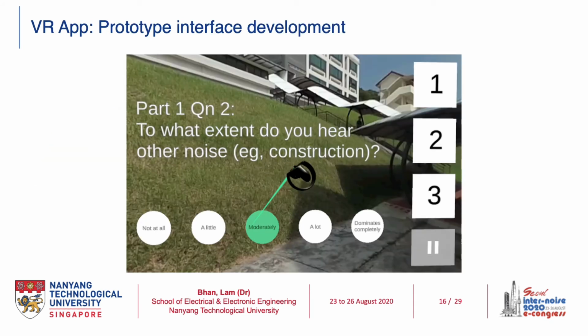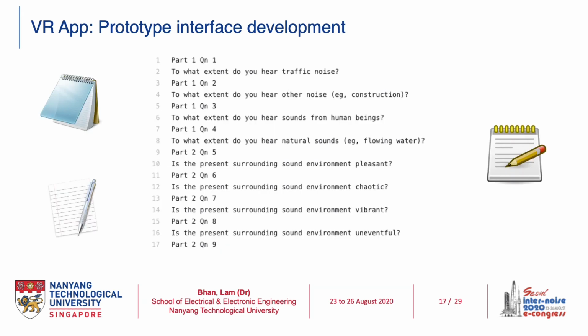We have implemented a hedonic scaling example into the VR environment as shown in the snapshot here. Participants will select the corresponding answers using the handheld controller guided by a laser pointer in the VR environment. The questionnaire shown in the previous slide was loaded from a text file as shown here. This is a regular text file that can be edited using Notepad on Windows or TextEdit on the Mac.